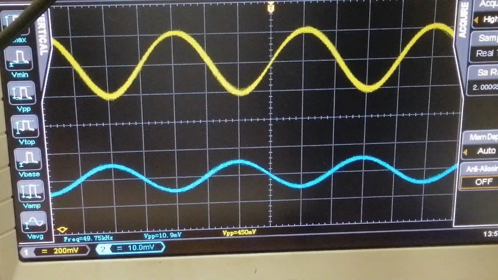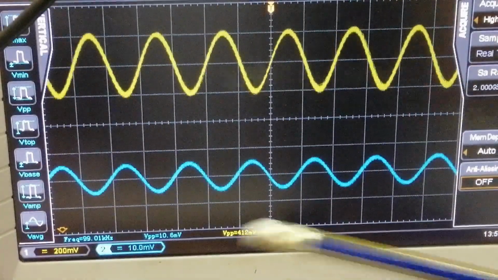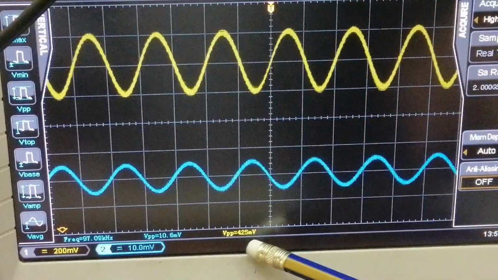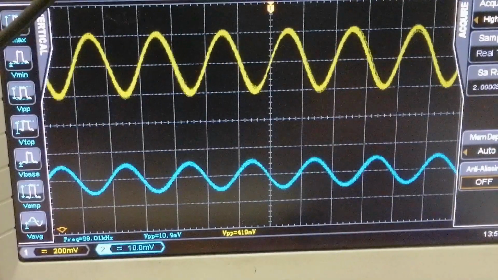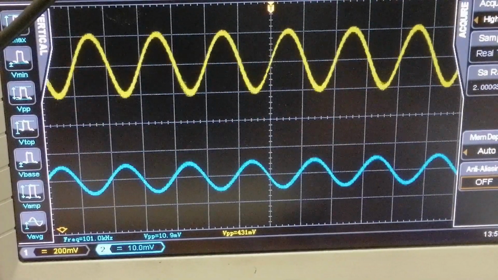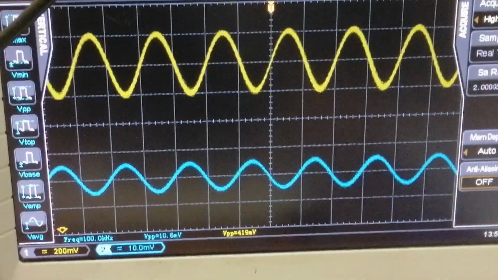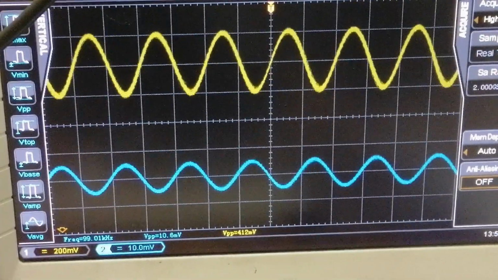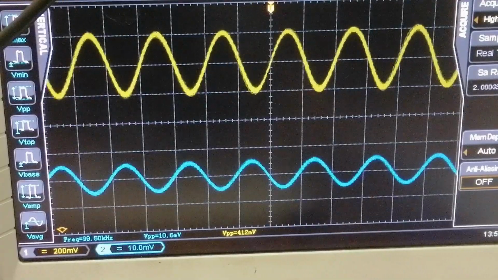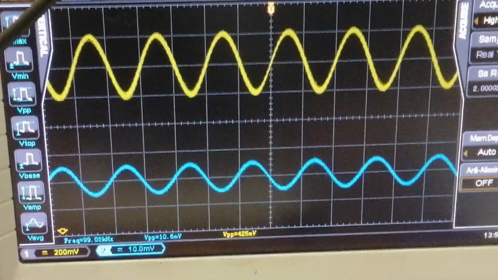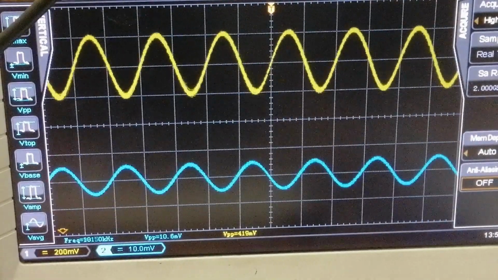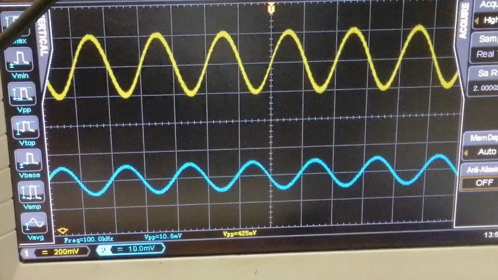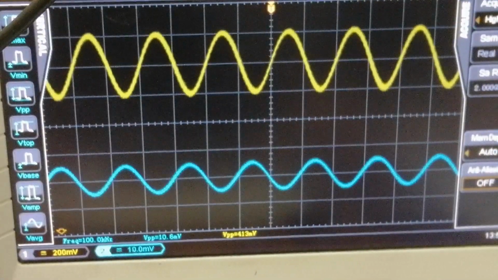So 100 kilohertz. Look at the frequency here, 100 kilohertz, and look at this one. It's approximately the same value. It's fluctuating, so I can say it's 437. All of them are 437. Let me erase. So 437, all of them.